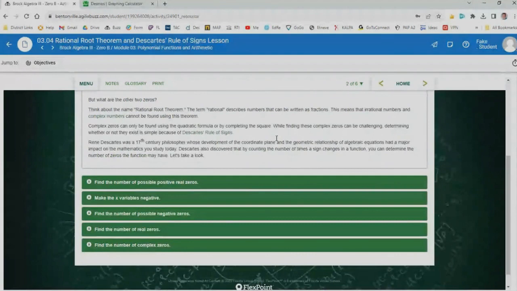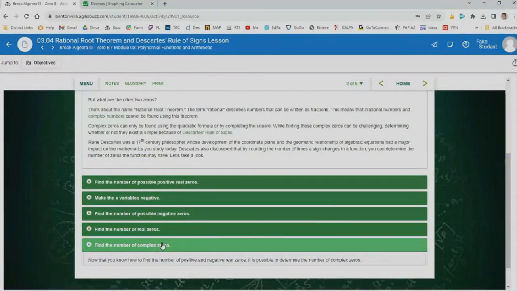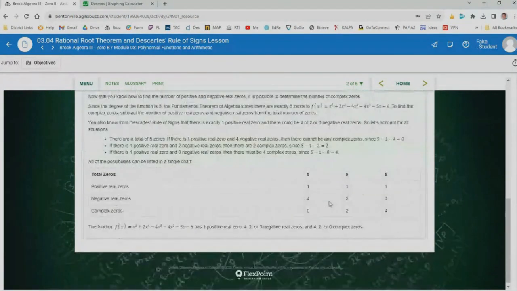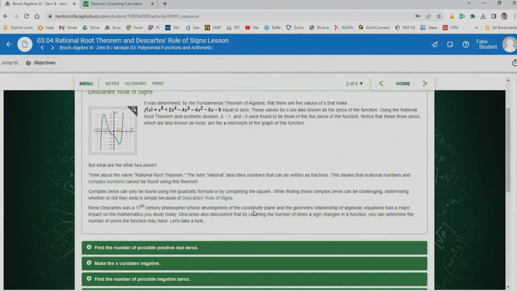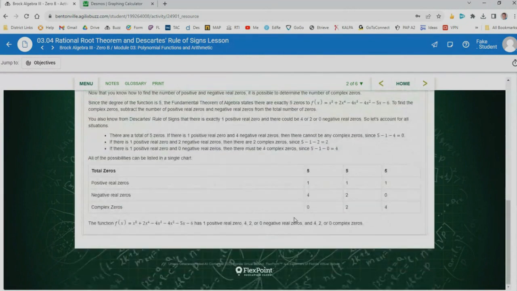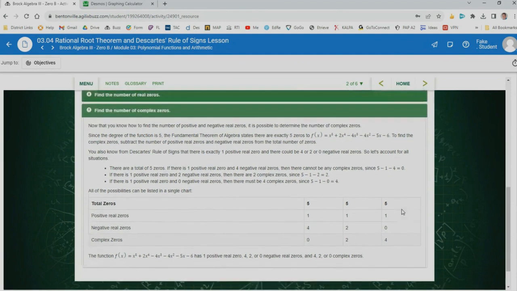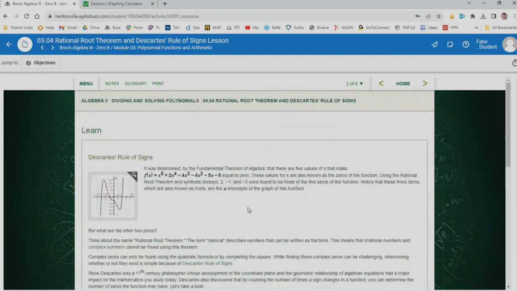Descartes' rule of signs. So here's where they go the same thing. Here's the possible number of complex zeros. This is the same chart that we made when they get to the bottom page. You can go through this if you want a refresher, but this is what I just did on paper. But there's 5 possible zeros. We know there's 1 positive one, and their negative could be 4, 2, or 0, which means complex is 0, 2, or 4. Same thing that we did. So this steps through everything that we just did on paper for Descartes' rule of signs.